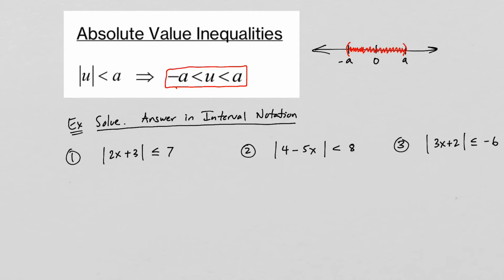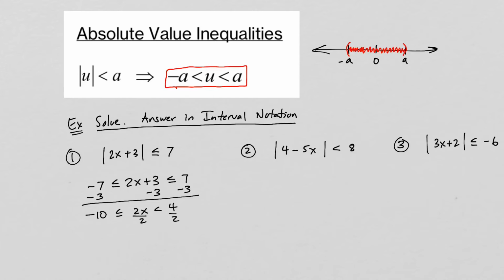So if we want to solve the absolute value of 2x plus 3 is less than or equal to 7, it means the number 2x plus 3 must be between positive 7 and negative 7. So the way we write this without absolute values is 2x plus 3 must be less than or equal to 7, and it must be greater than or equal to negative 7. And so now we have a double inequality, and all we need to do is solve that double inequality by doing the same thing to all three parts.